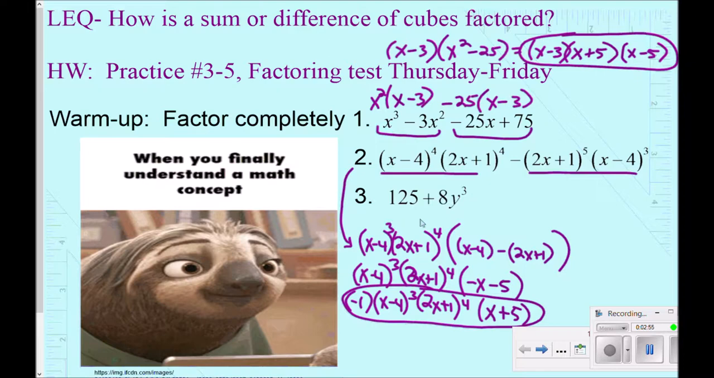And the last one, no GCF, but this is sum of cubes. So binomial, cube root of 125 is 5, plus sign, cube root of 8y cubed is 2y. Square the first term gives me 25, minus sign, 5 times 2y gives me 10y. And last, square the quantity 2y, giving me positive 4y squared. It's a sum, so plus, minus, plus is my final answer for that.